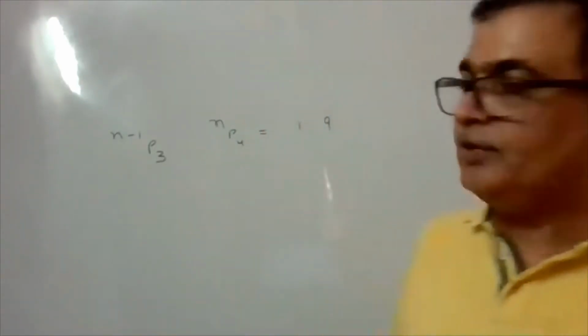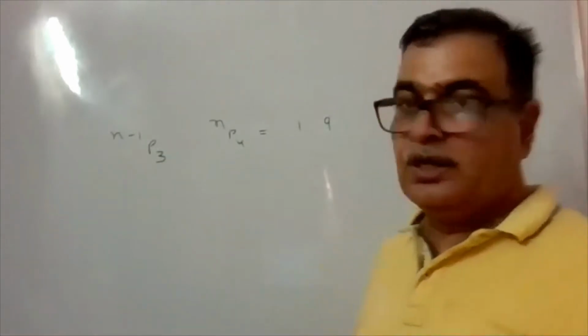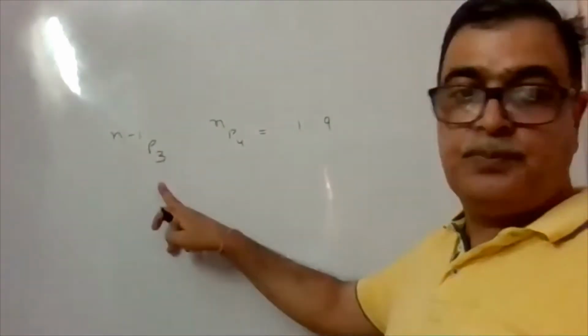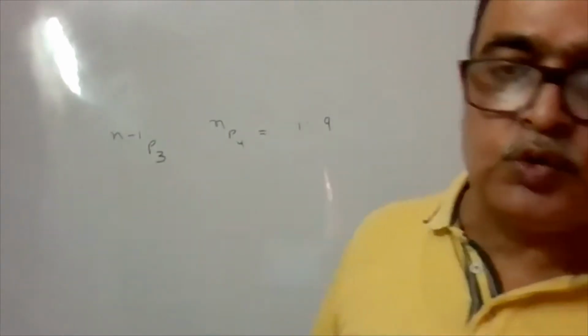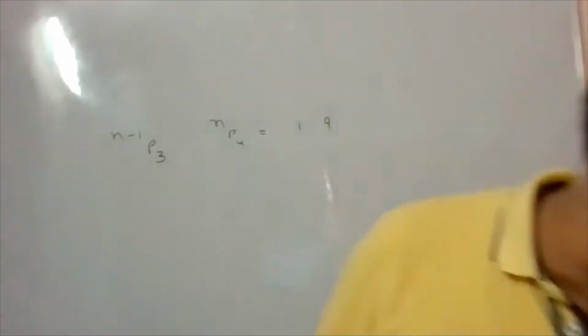Yes, this is the question we have. (N minus 1)P3 ratio NP4 is 1:9. Find out what should be N.